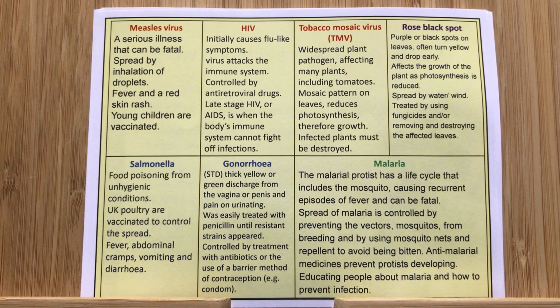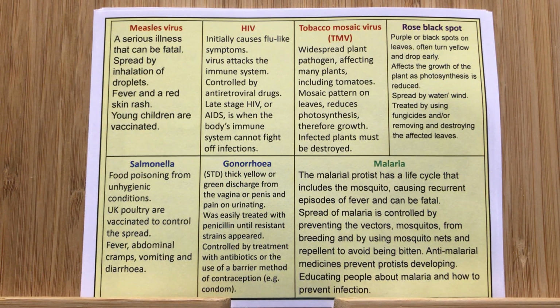The next bacteria is gonorrhea. This was our sexually transmitted disease. Thick yellow or green discharge from the vagina or penis. Pain when urinating. Easily treated with antibiotics, although we've got these resistant strains. But prevention is always better than a cure, so prevent it with a barrier method of contraception, such as a condom. And the final summary, which was the protist, malaria, has a life cycle that includes the mosquito.